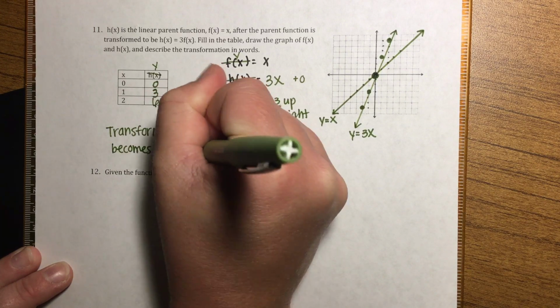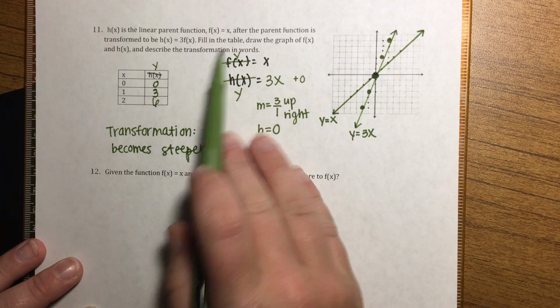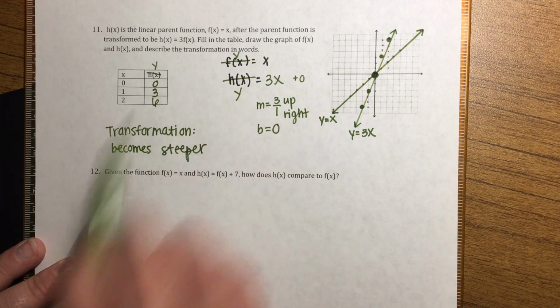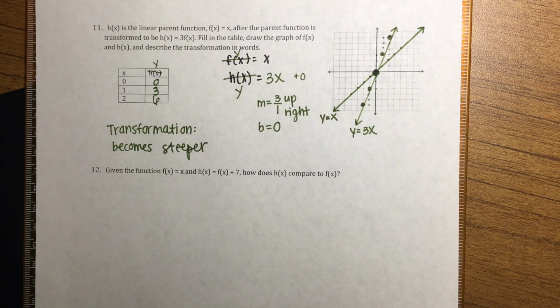Now let's just double check to make sure we did everything it asked. We filled in the table, we drew the graph, our new graph is right there, and then we described the transformation, which we did right there. It became steeper, or more steep, whatever you want to write. So that's everything on number 11.